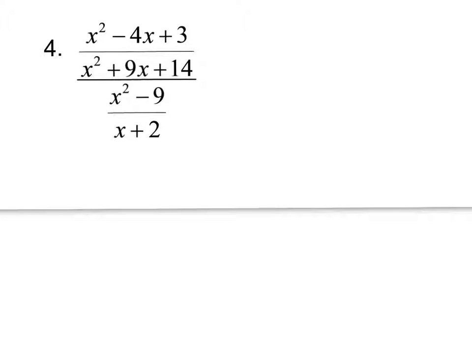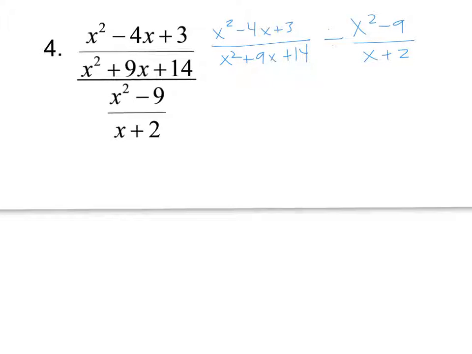Example number 4, we need to simplify, and there's a lot going on here on number 4. I have x squared minus 4x plus 3 over x squared plus 9x plus 14 divided by x squared minus 9 over x plus 2. So I'm going to rewrite this here, and I get x squared minus 4x plus 3 all over x squared plus 9x plus 14 divided by x squared minus 9 all over x plus 2.